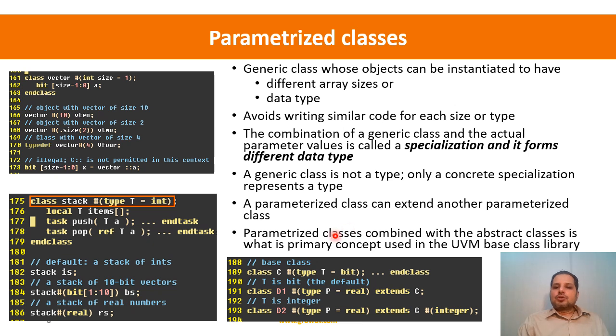These two concepts, parameterized classes combined with abstract classes, are what form the primary concept in building the UVM base class libraries. This is something that we will see as we go further in the methodology section. These types of generalization help build class libraries. That's where these concepts find a lot of application. Most of these advanced concepts find application either in very complex verification or in building class libraries.